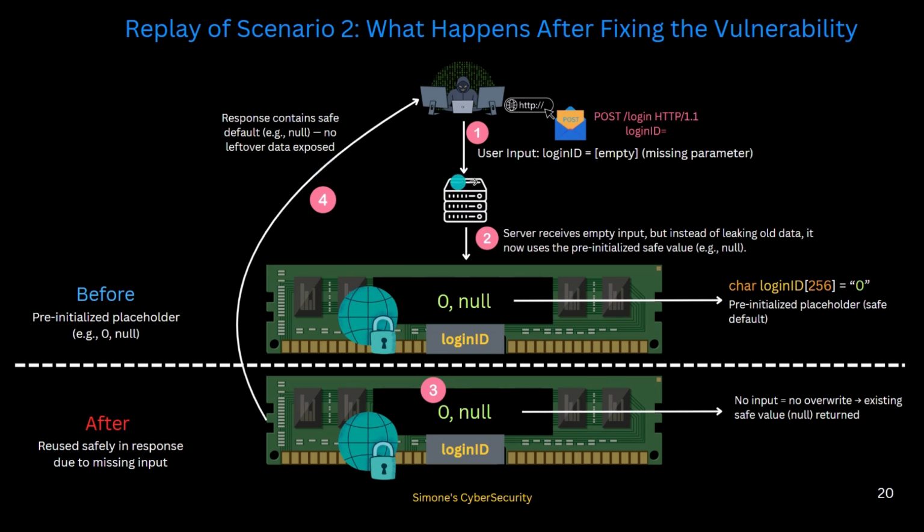So even though the attacker sent the same blank input, this time the vulnerability is closed. And that's the power of proactive initialization. The safest value is already in place before anything ever gets processed. This is like that hotel room analogy where the room is already cleaned before the guest is assigned the room.